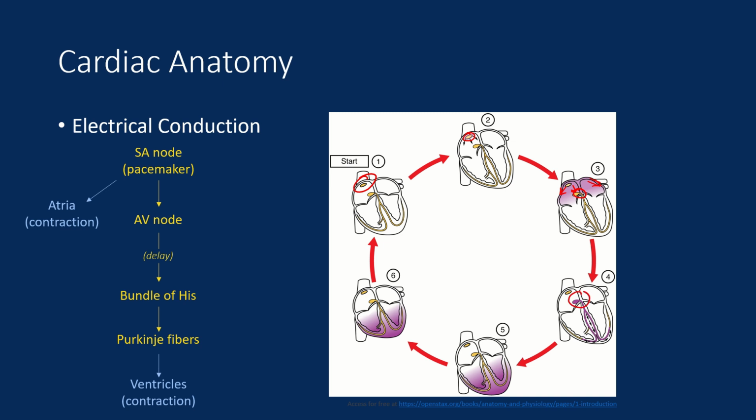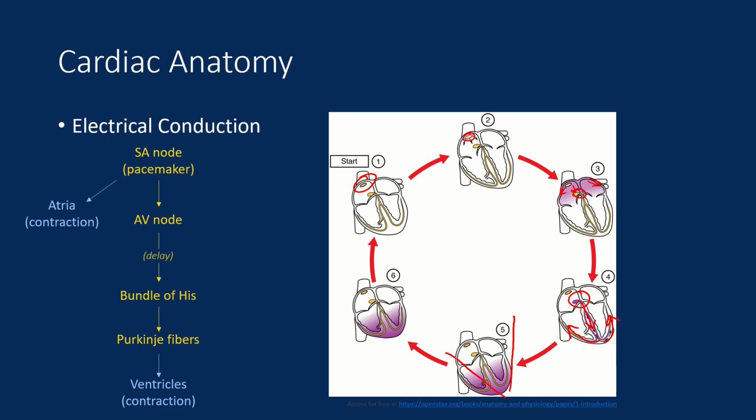Following this delay, as we see in step 4, the AV node will transmit the impulse down the bundle of His to the apex of the heart, and then back up through the Purkinje fibers. Importantly, as the Purkinje fibers signal the ventricle to contract, the ventricular contraction will occur from the apex, or the tip of the heart, toward the base.